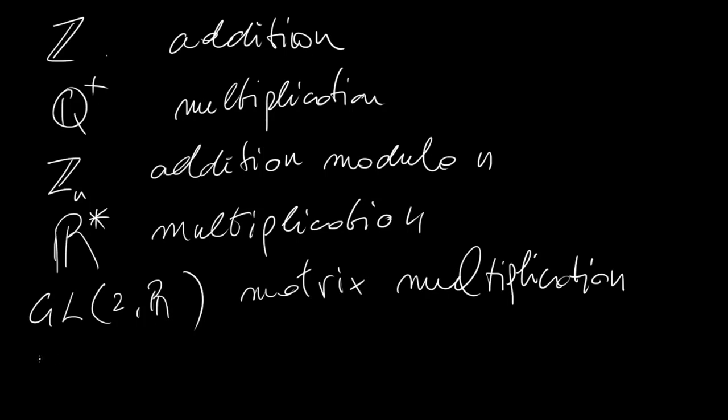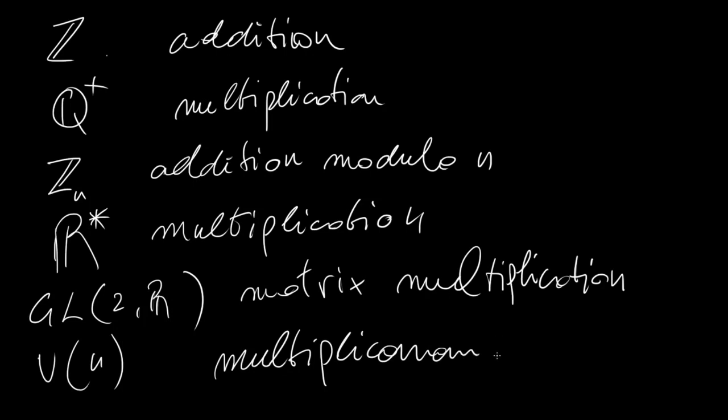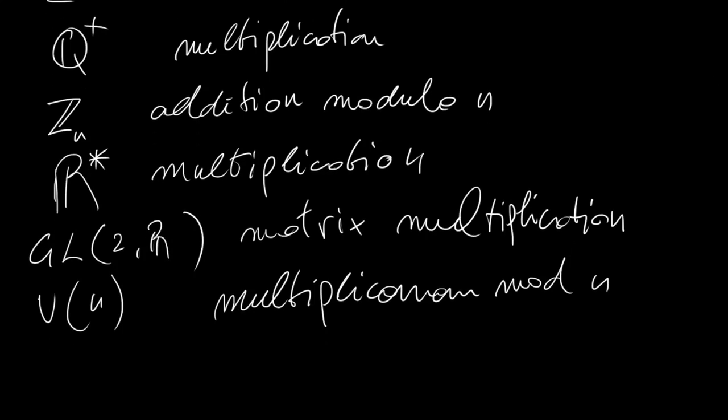Then we have the group Un. This is the set of all integers less than n and coprime with n. It is equipped with multiplication modulo n. Then we have, I wish I wrote a little smaller so they could all fit, Rn, which is equipped with component-wise addition.